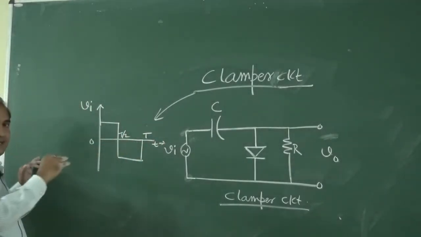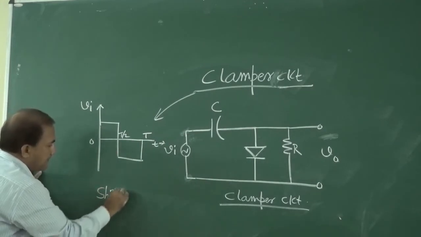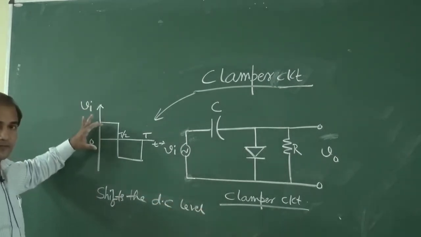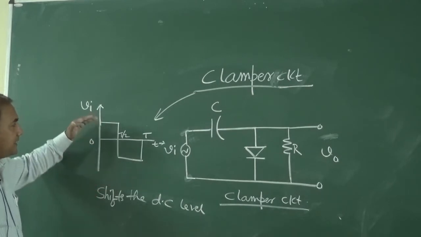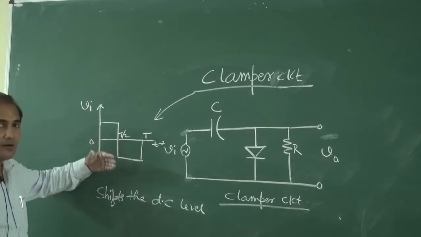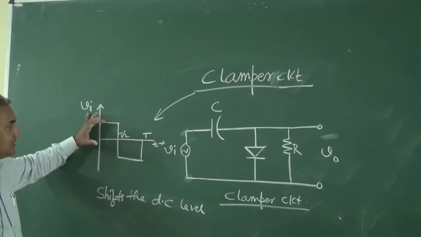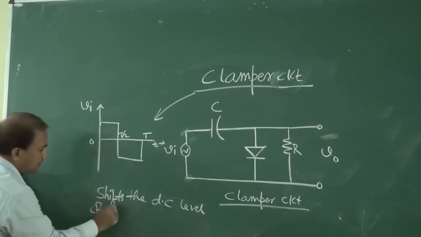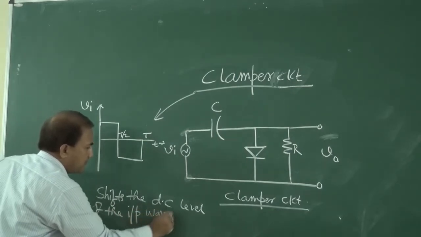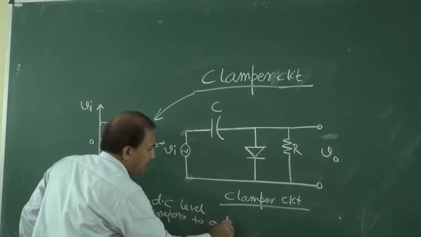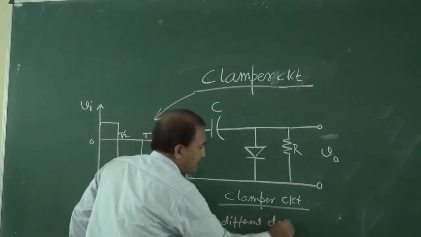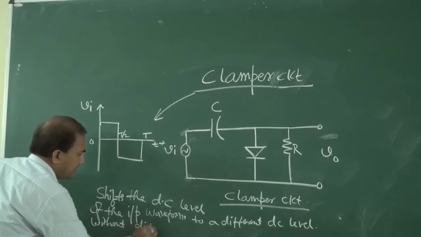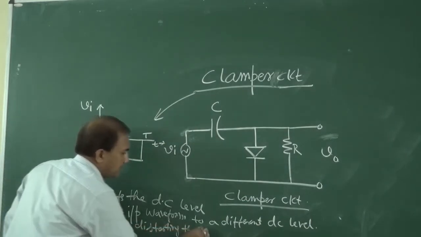The clamper circuit shifts the DC level of the input waveform to a different DC level without any distortion in the input waveform.